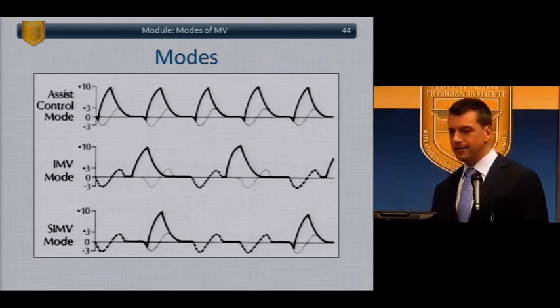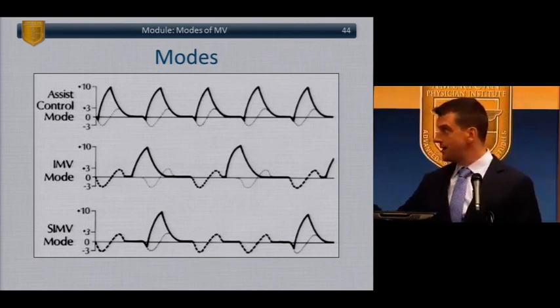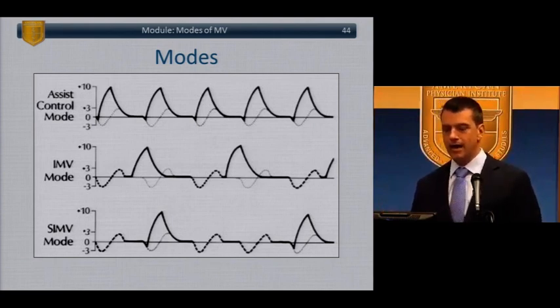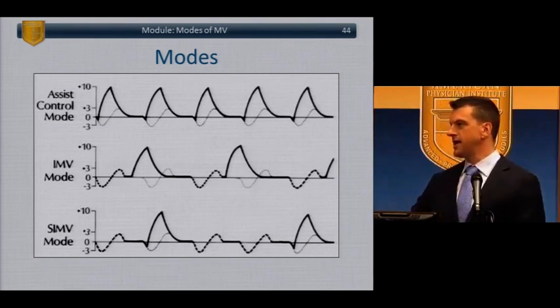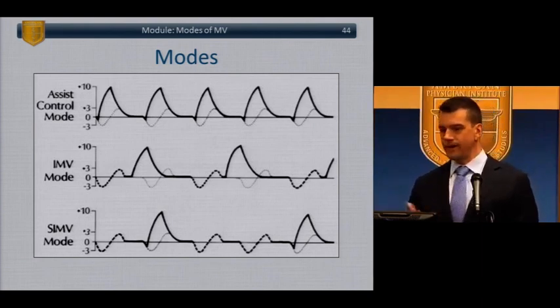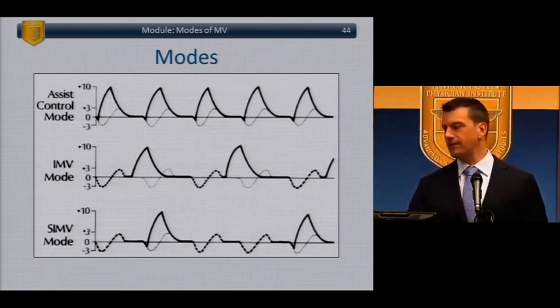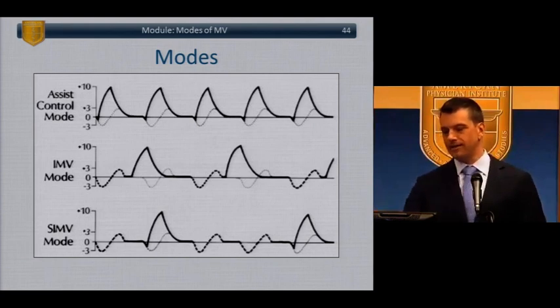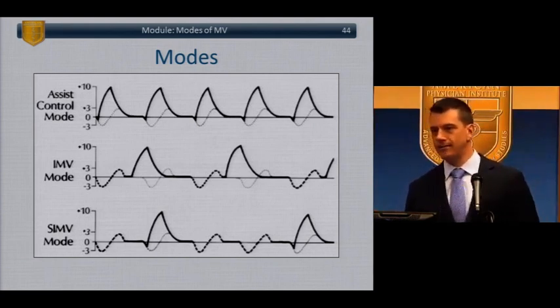Comparing some of the modes, you see in assist control mode, the dotted line represents the typical sinusoidal pattern in and out. When the patient triggers, that full breath is delivered in a timely manner. In IMV, you can see that these large breaths are just simply delivered, marching out like the rhythm on a metronome. And then in SIMV, you can see that they fit better with that sinusoidal regular wave pattern. So on some of those triggered breaths, they'll get that full synchronized intermittent breath.